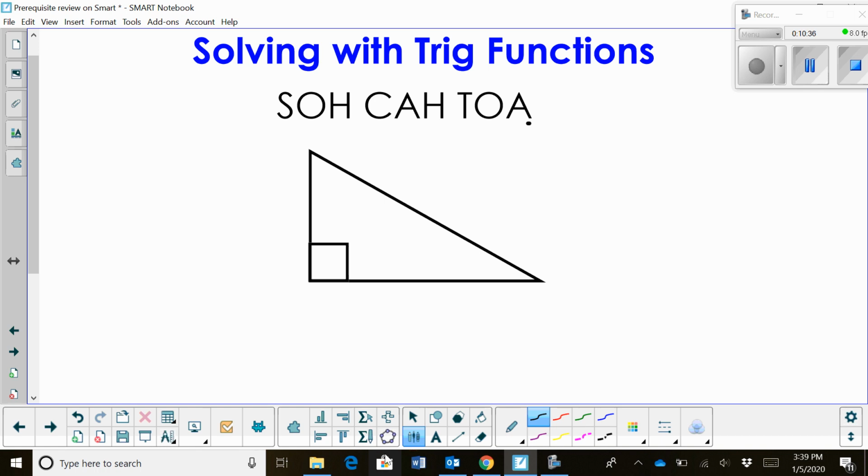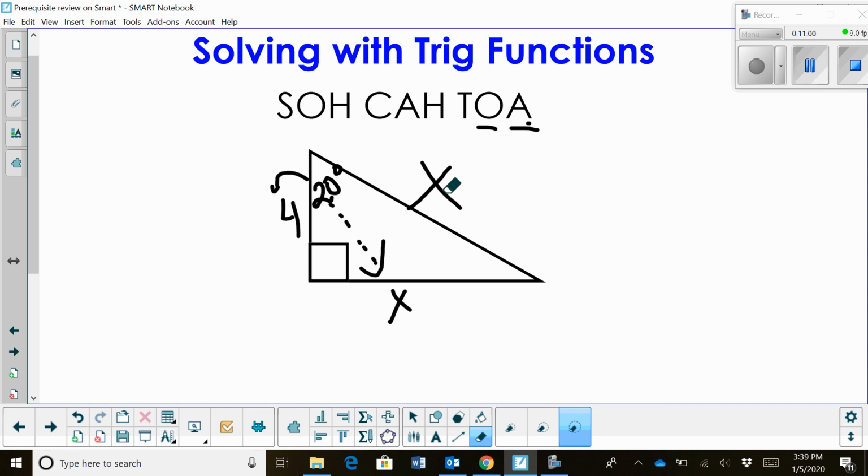Tangent involves your opposite and adjacent. So let's say we're given this angle over here as 20 degrees, and the side over here is 4, and we need to know this other leg. Well, this one's a tangent because I've got my opposite and I've got my adjacent, and I don't have my hypotenuse at all. Whoops, that's supposed to be an x, meaning not known, instead of x as a variable. But we don't have the hypotenuse.